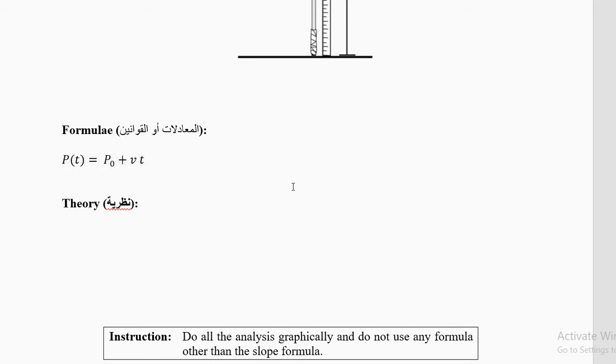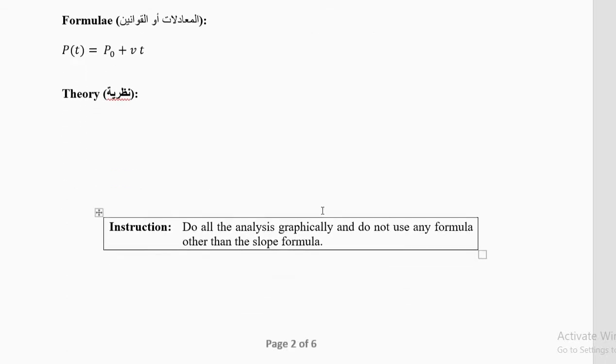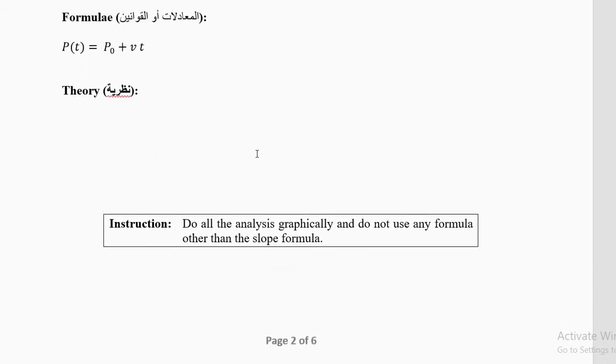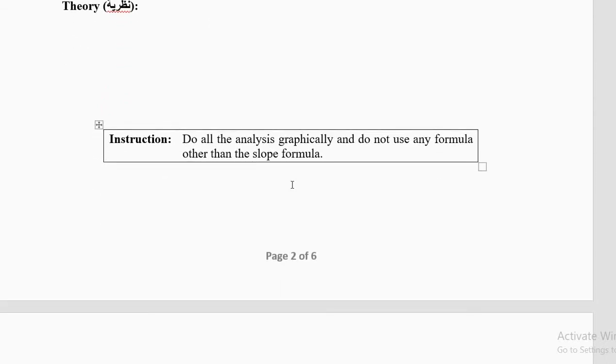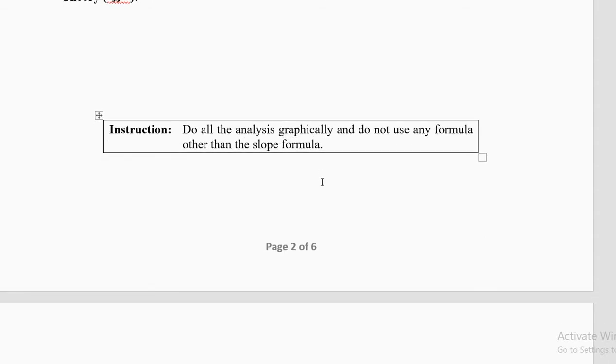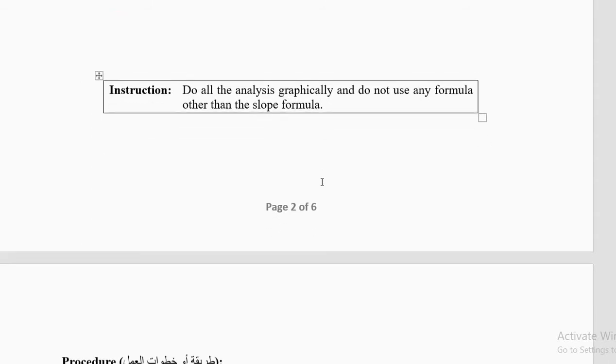Distance is equal to speed into time. What's the distance? Final position minus initial position is the total distance, delta p, which is equal to speed into time, or velocity into time when we know the direction. Theory will be provided to you separately. You can find it in the notes and elsewhere. Now, note down the main instruction. Do all the analysis graphically and do not use any formula other than the slope. Slope formula is from your graph. We'll discuss it shortly.